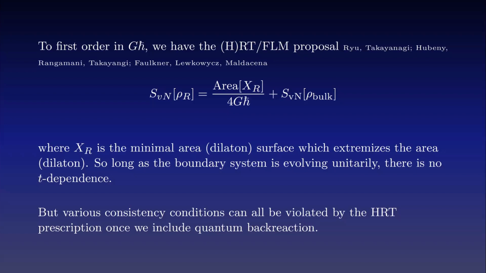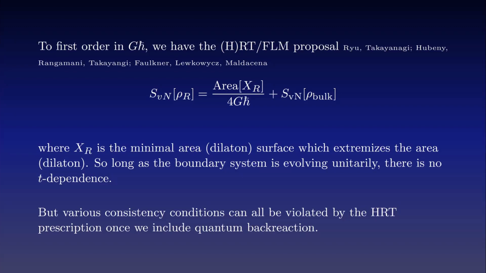Now this works extremely well if you're working to leading order in Gℏ. But once you want to include quantum corrections, back reaction of quantum fields on the geometry, then you run into the situation where various consistency conditions can actually be violated by this proposal. So for example, the strong subadditivity inequality, you can run into problems with various other consistency conditions such as entanglement wedge nesting and causal wedge inclusion.